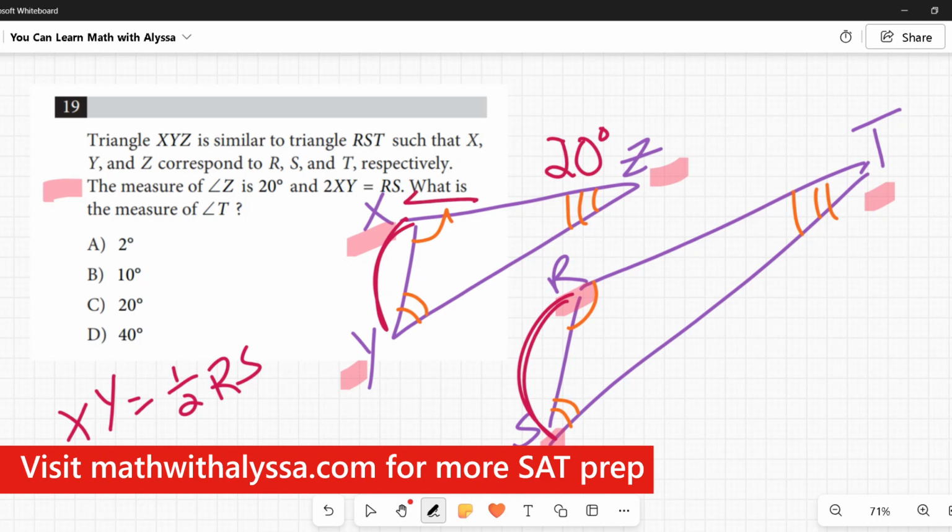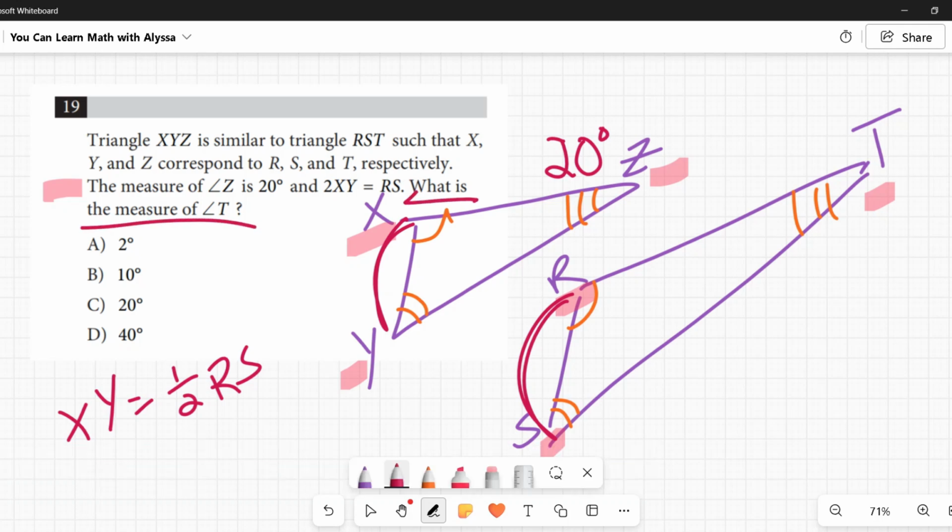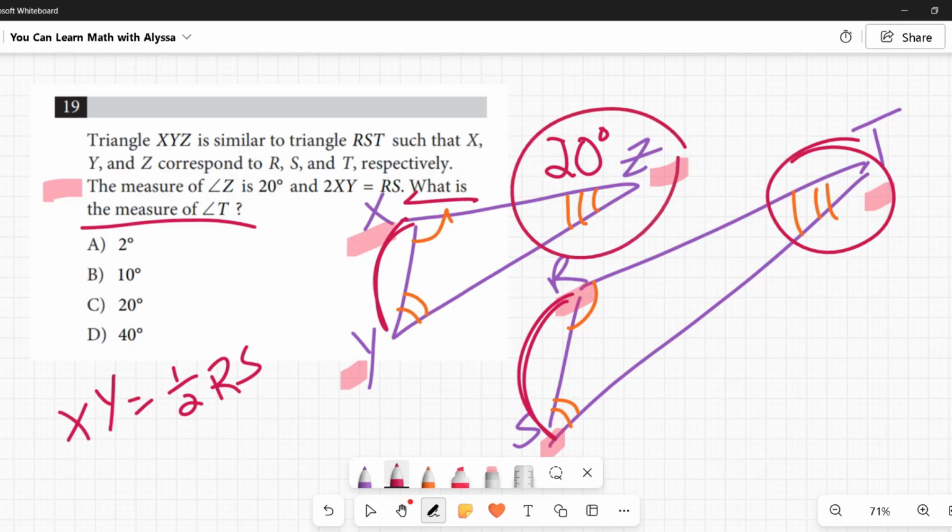Because the question is, what is the measure of angle T? Not anything about the length of the sides, just what's the measure of angle T? Angle T corresponds to angle Z. Angle Z is 20. Angle T is 20. That's it. You do not need to know the lengths of the sides. You do not need to know the ratio, which is what they were giving you here with 2 times XY equals RS. You don't need that. It doesn't affect the angles.